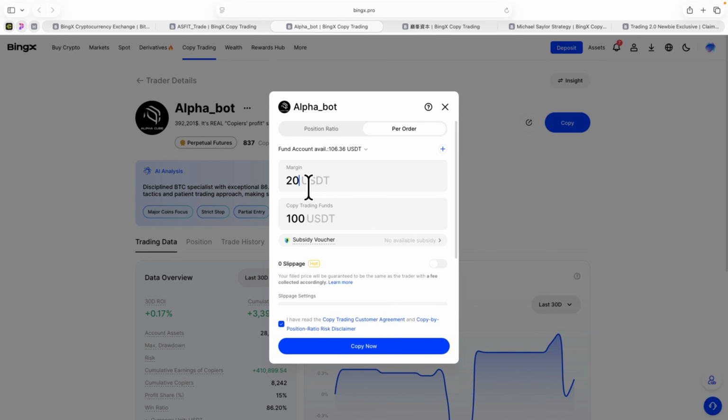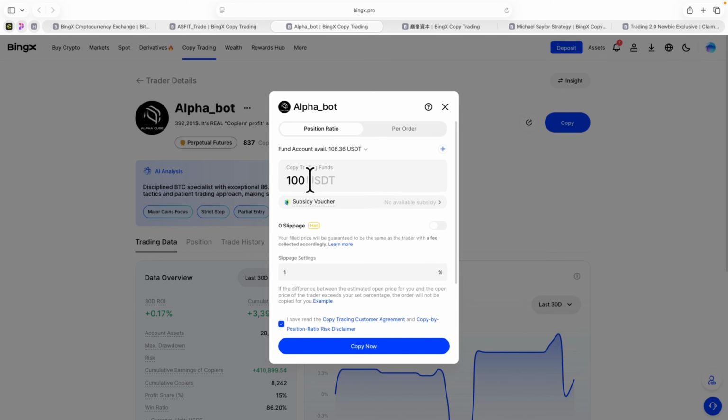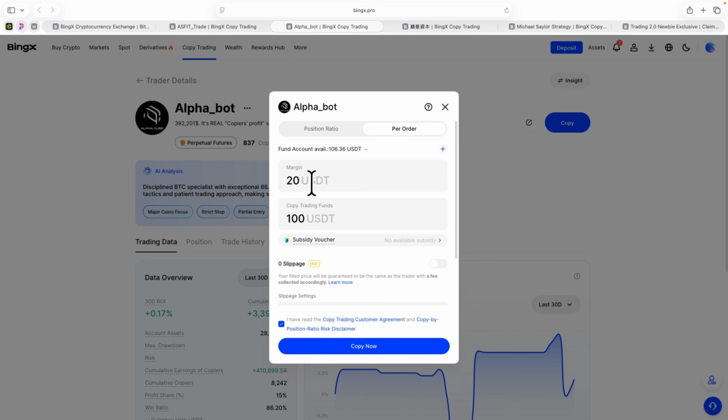So that means that even if the master trader is entering the trade with maybe all of his capital, you will only enter with $20. I hope you understand. I think that might be better because you all want to know the exact amount of money you are using to enter each trade. Because if you pick position ratio and the master trader enters with all of his capital, that means that you also enter that trade with all of your capital, which might be risky. But if you pick per order, it means that you will be the one to enter the amount you want to use for each trade. I hope you get it.